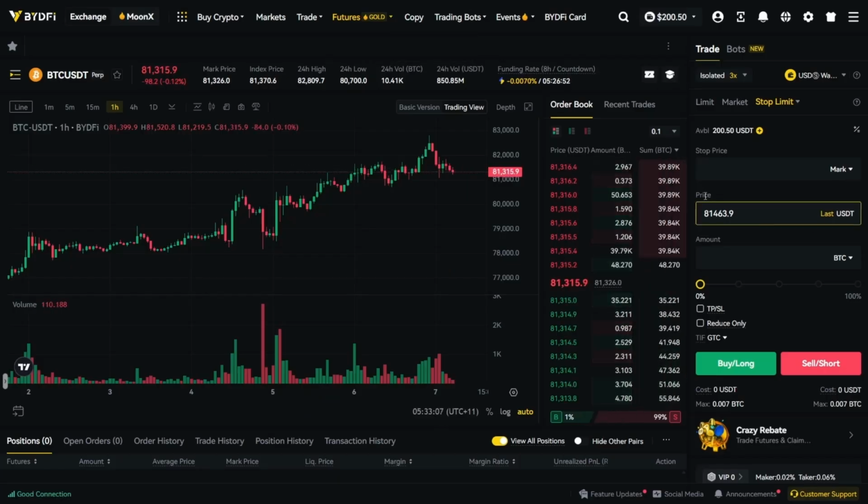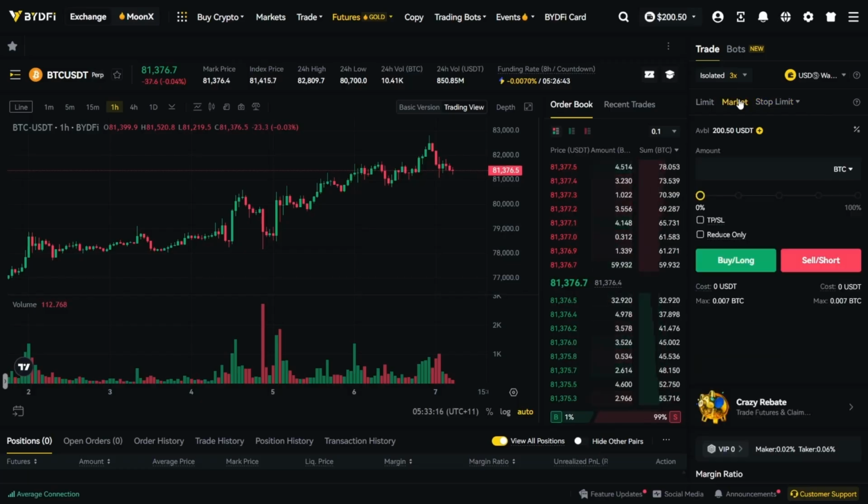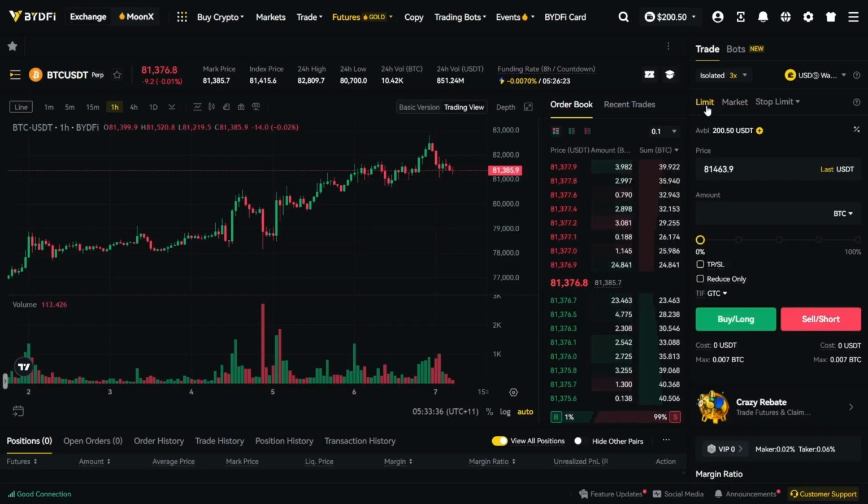Next, let's go over the different order types that we can use on BYDFi futures. A market order is the simplest. It enters or exits a trade instantly at the best available price. Traders use this when they want to get in or out quickly. A limit order lets you choose the exact price you want to enter or exit at. The trade will only execute if the market reaches that price, so it gives you more control.